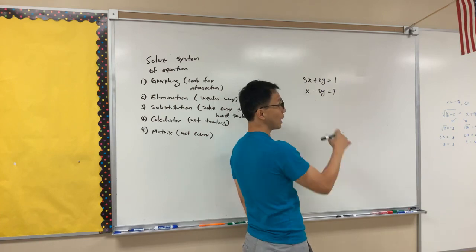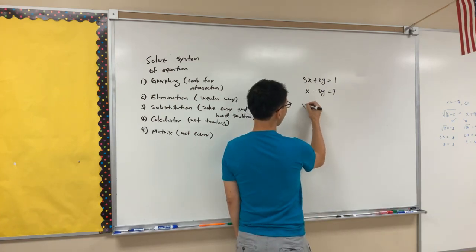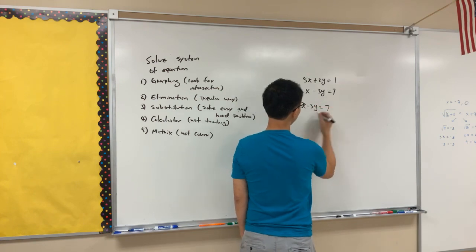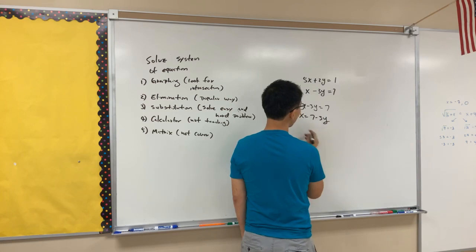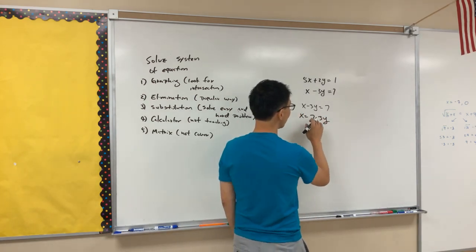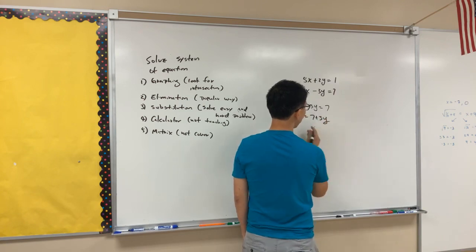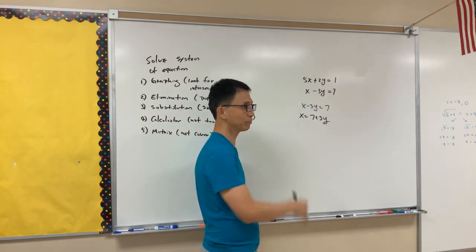We need to find out what the x is equal to. So I can say x minus 3y is equal to 7. I can plus 3y on both sides, so that's equal to 7 plus 3y. So x is equal to 7 plus 3y.